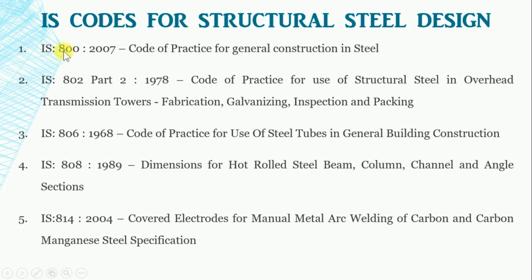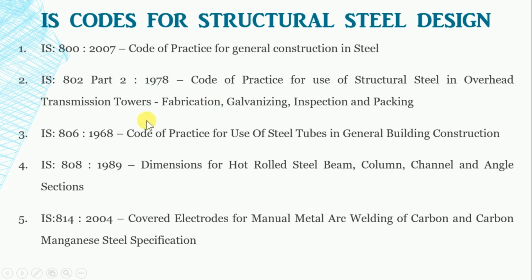IS 800-2007 is used in the design of general construction of steel members such as beams and columns, with bolted as well as welded connections. This is one of the most important IS codes in the design of steel structures. IS 802 Part 2 is used for structural steel in overhead transmission towers.